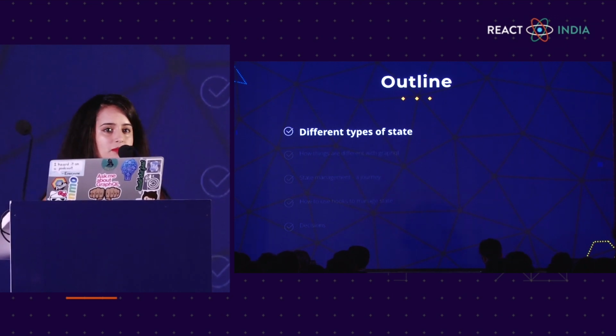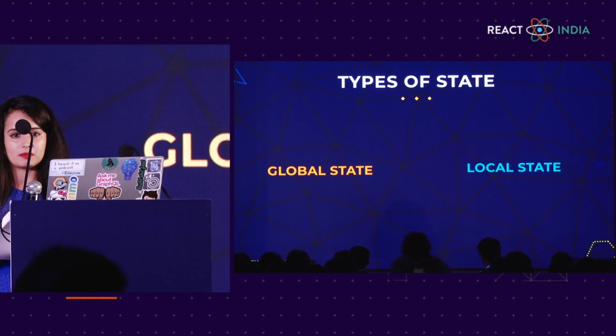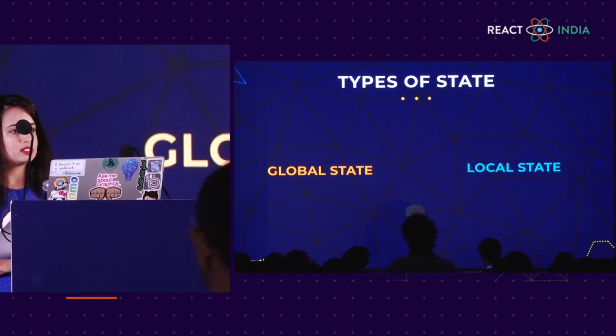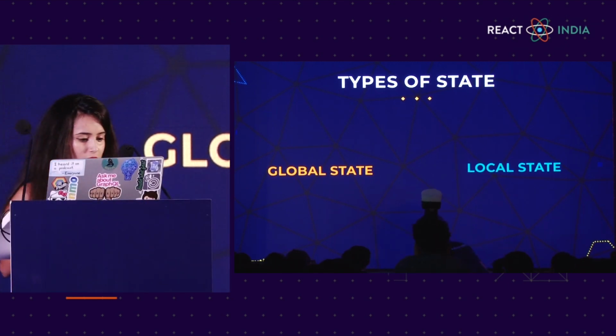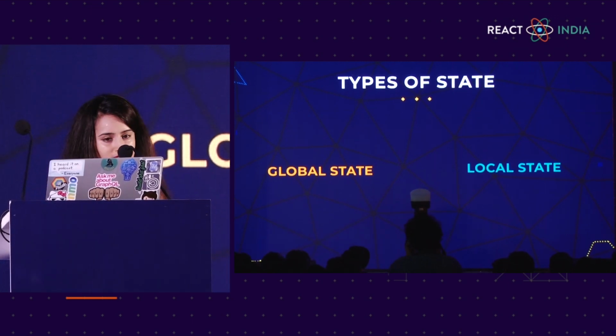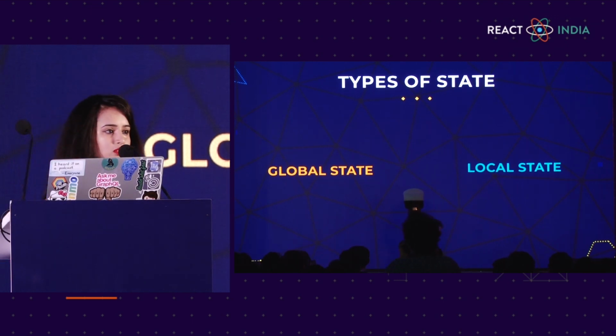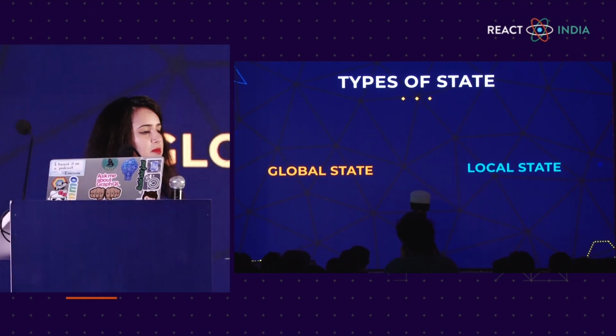So let's first talk about the different types of state. In a typical web application, we'll have a global state or a local state. Global state is a state that exists in the entire application, as the name suggests. Something like a user logs in. You want every component to know that a user has logged in and maybe display a welcome message, display their list of transactions, things like that.